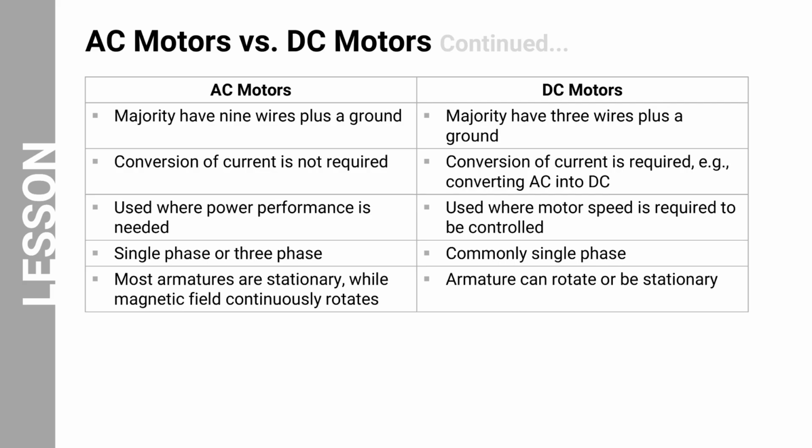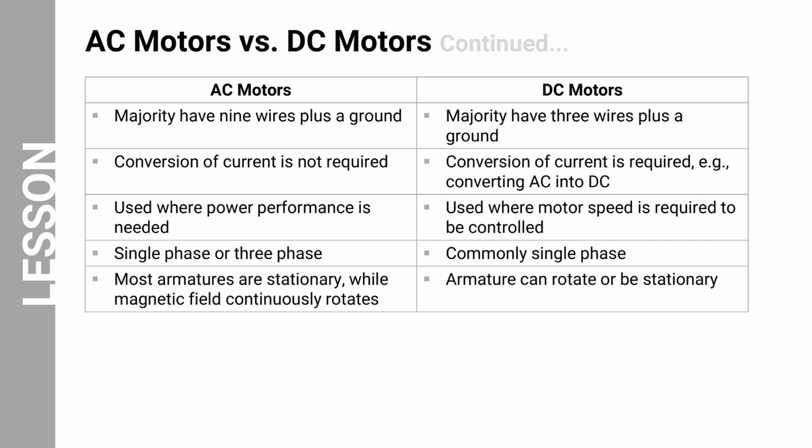Let's discuss a few more key differences between AC and DC motors. AC motors typically utilize 9 wires plus a ground connection, while DC motors generally operate with 3 wires plus a ground. When it comes to power supply, AC motors have the advantage of not requiring current conversion, whereas DC motors need conversion systems, such as converting AC to DC power.